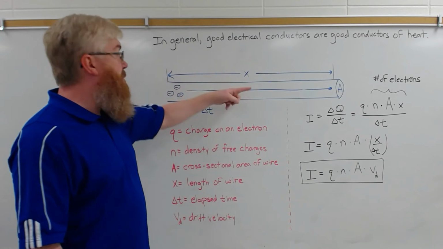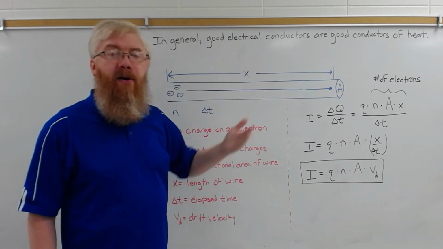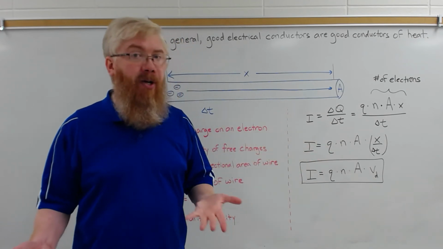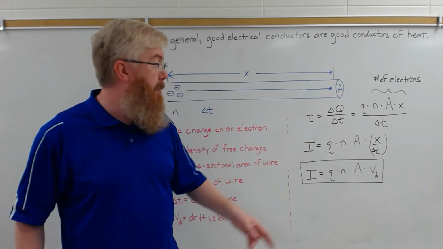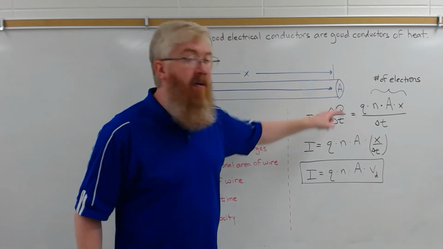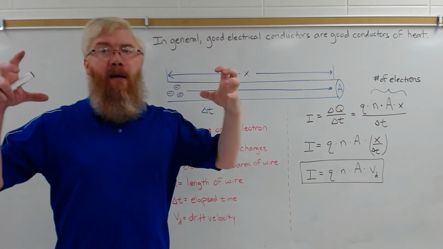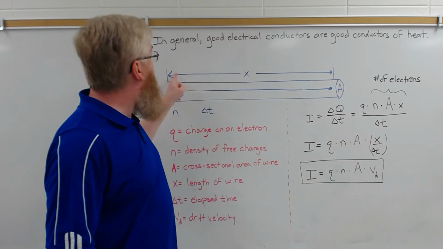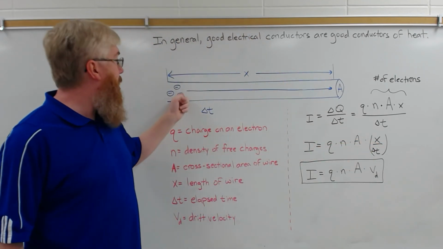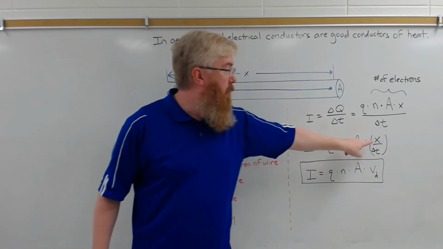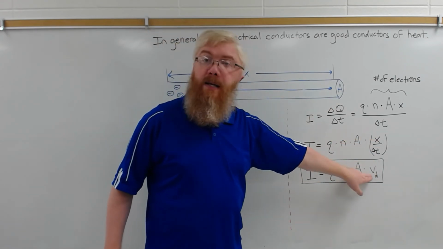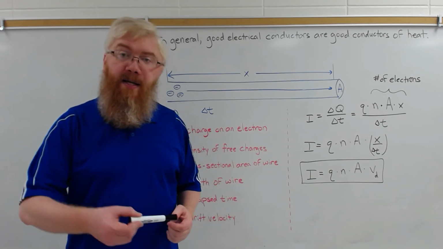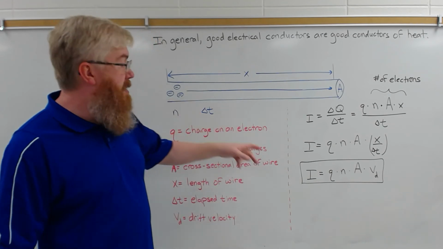The density doesn't change with time. The density of charge carriers is the same throughout the whole material. The charge on an electron doesn't change with time. It's always the same. The cross-sectional area of this wire doesn't change with time. The area stays the same. So the only thing that's changing with time is the position of these charge carriers as they move. Well, position over time is velocity. How far you've gone in a certain amount of time is the velocity. In this case, it's the drift velocity.